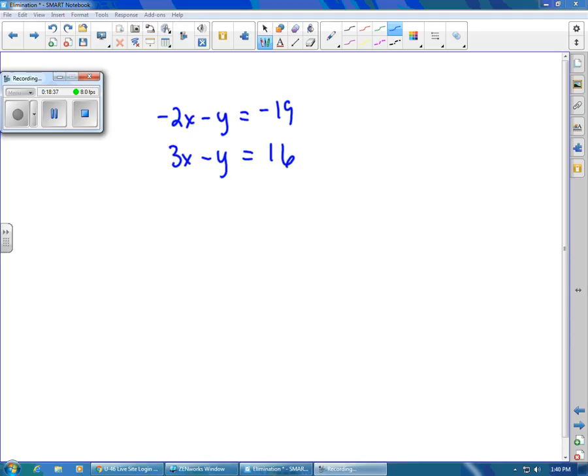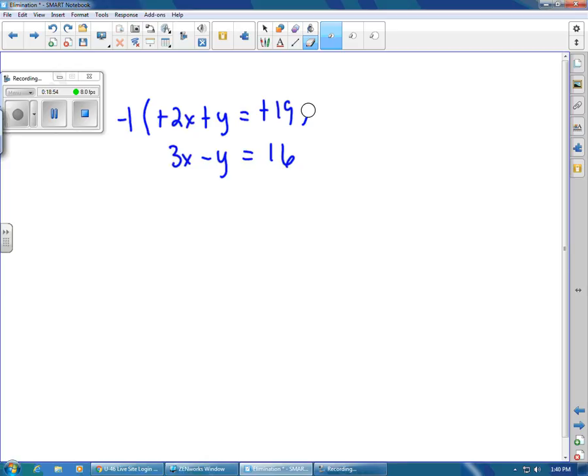I'm just going to take the entire top equation and multiply through by a negative 1. Negative 1 times a negative 2 is a positive 2. Negative 1 times a negative 1 is a positive 1. Negative 1 times a negative 19 is a positive 19. I'm just going to remove this. And if you're like, wait, I'm supposed to be erasing things? No, it's just because I have the smart board, and it's easier for me to do it that way than it is for me to rewrite the equation. So that's how it should be transformed.